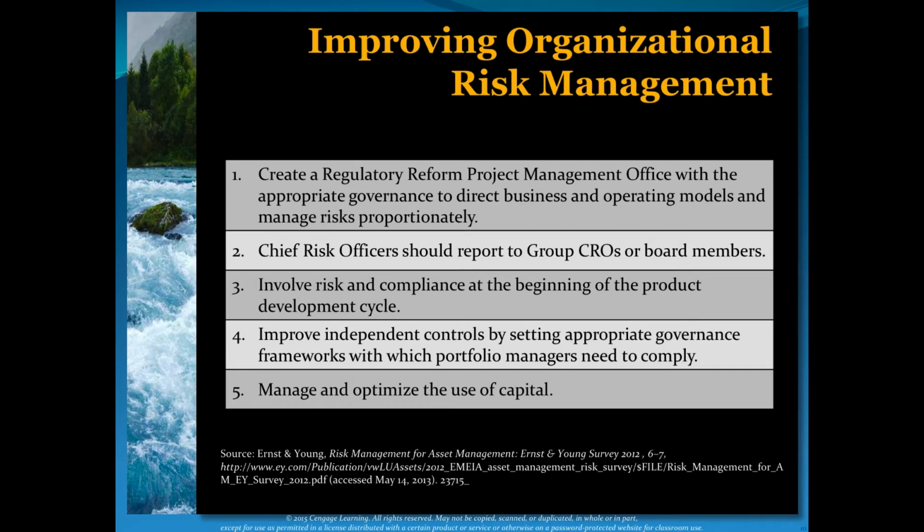How do we improve organizational risk management? Begin by creating a regulatory reform project management office with the appropriate governance to direct business and operating models and manage risks proportionately. Have a risk management team. Chief risk officers should report to group CROs or the board members. You'll want to involve risk and compliance at the beginning of the product development cycle. Improve independent controls by setting appropriate governance frameworks with which portfolio managers need to comply, and then manage and optimize the use of capital.